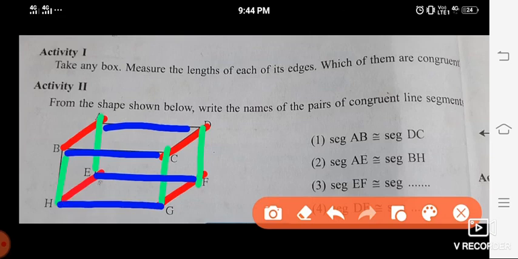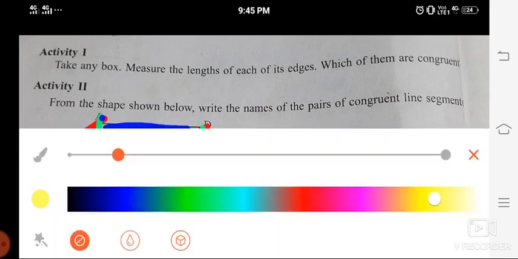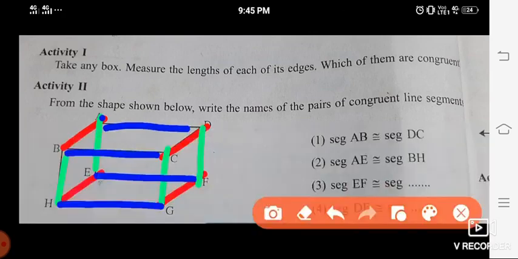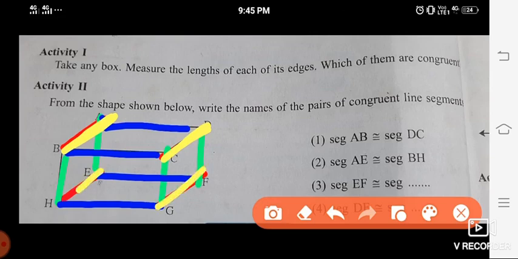So now, first thing in our question they asked, seg AB congruent to seg what? I'll use some other color now. Yellow I will use for explanation. See, seg AB, it is here, is congruent to DC. Is it correct? Yes, it is correct. Now, you can write according to your wish. You can also say FG. You can also say EH.